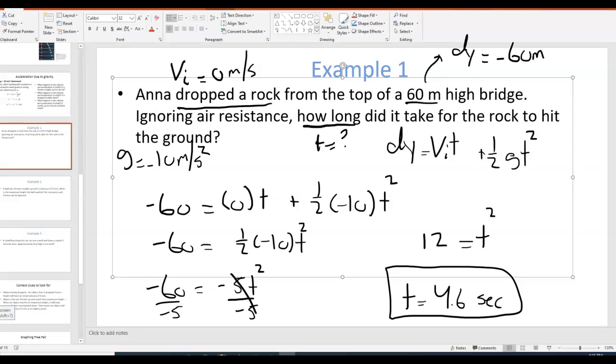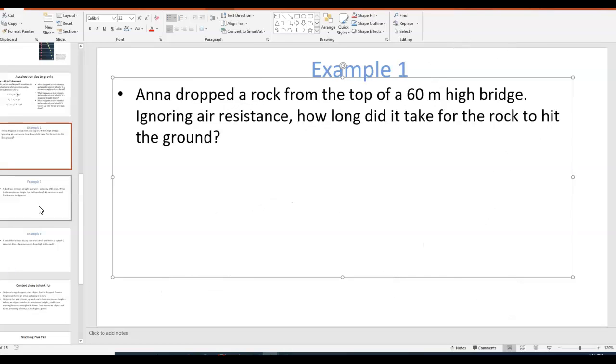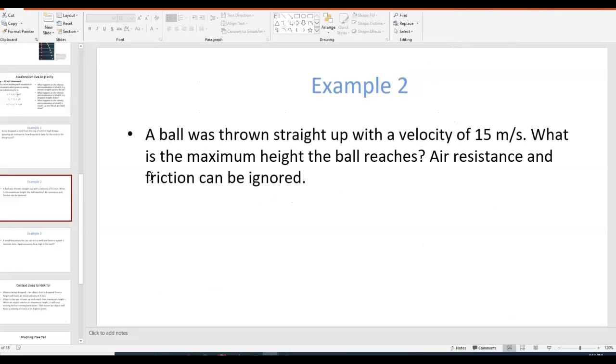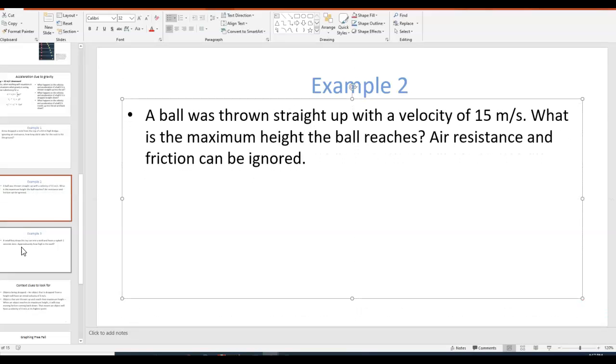Okay, so let's do 2 more quick questions. Okay, example 2. It says a ball was thrown straight up with a velocity of 15 meters per second. As I'm going through, I notice it's being thrown straight up. This is the velocity that it's thrown up with, and so this is going to be my initial velocity. I'm going to label that VI. What is the maximum height the ball reaches?